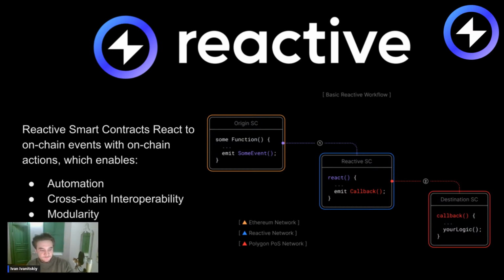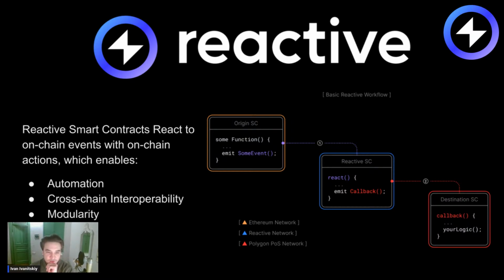Okay, so let me share some information about Reactive Network first. Reactive Network is a solution for cross-chain interoperability, automation, and modularity. What we do is Reactive Smart Contracts. They allow you to react to on-chain events with on-chain actions. You can see the basic workflow on the screen.